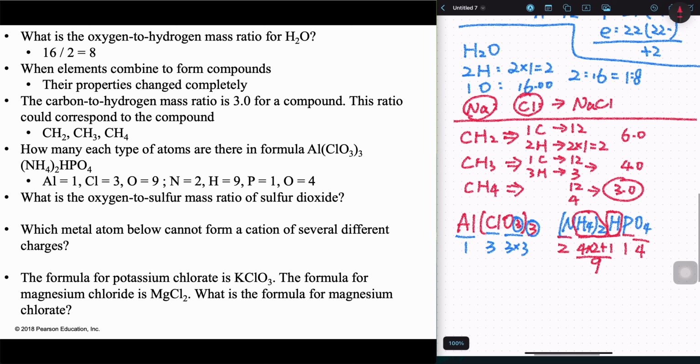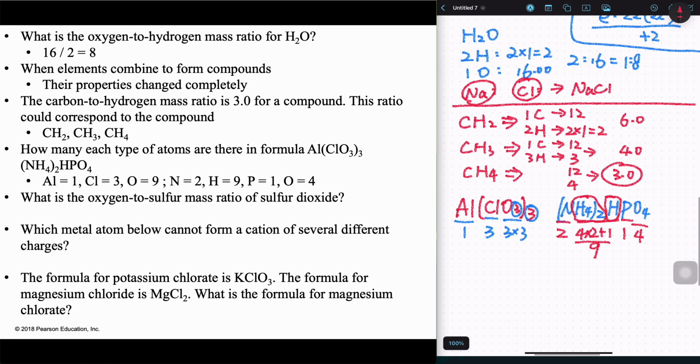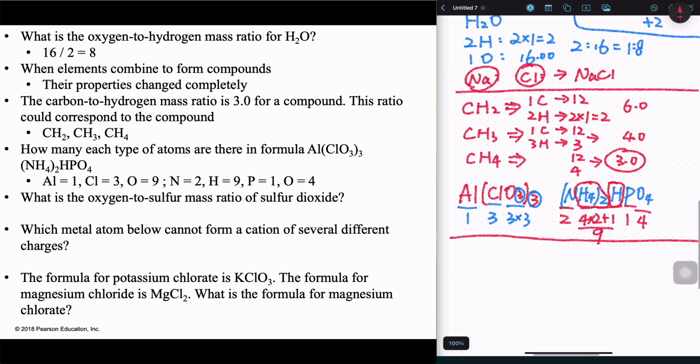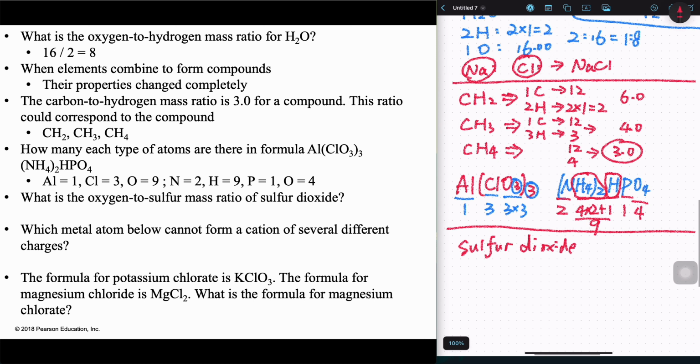Next question. What is the oxygen to sulfur mass ratio for sulfur dioxide? How do we calculate this? Again, the name of the compound is provided. It is sulfur dioxide. Based on the name, we can write down the chemical formula. The chemical formula is SO2, because we have the prefix di, which means there are 2 oxygen. So how do we calculate the ratio?